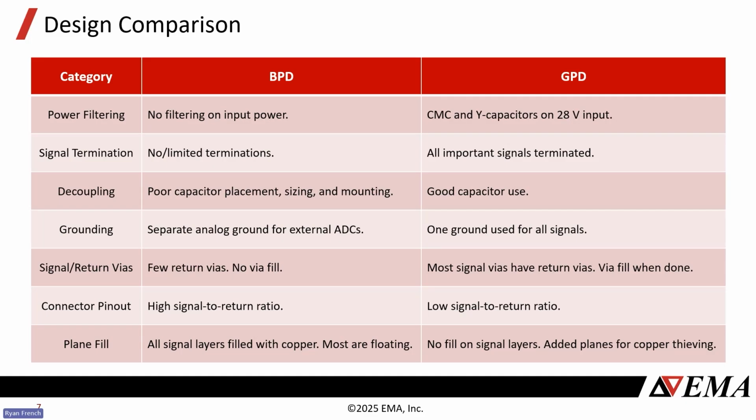And finally, the other major difference here is that I filled all of my signal layers with copper on the bad design, and I paid no attention to whether or not these are tied to a net. So a lot of them are just floating, just existing there.